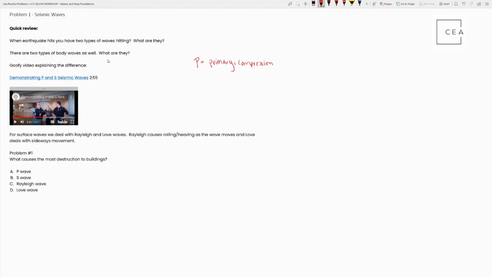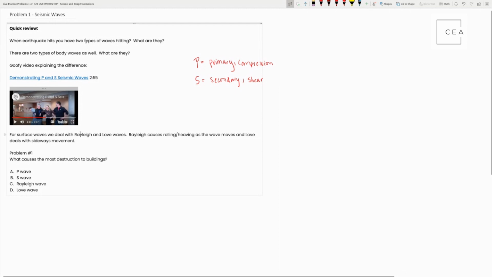So you've got your S waves. They officially are called secondary waves, or they're called shear waves. Okay? So those are the two different waves that you have within a body wave. So again, when an earthquake hits, you're going to be hitting two different kinds of waves. One set are called body waves, the other are called surface waves. Hopefully that makes sense to you.